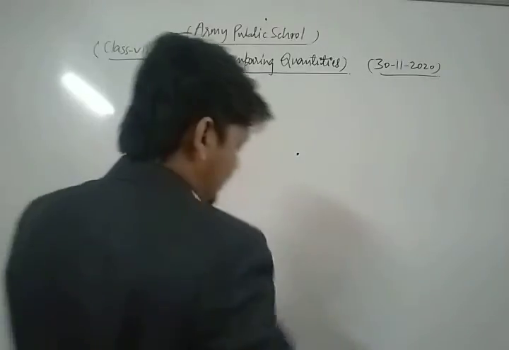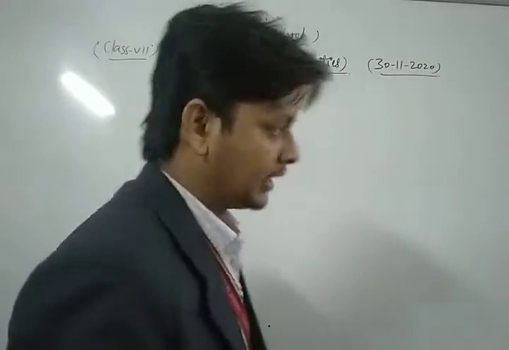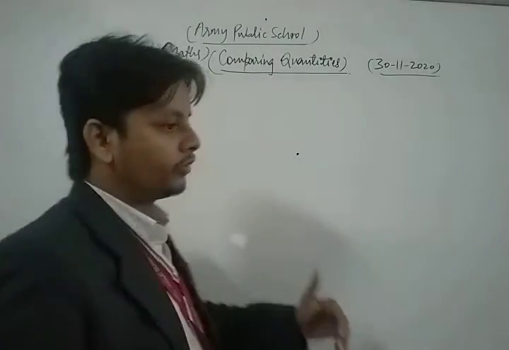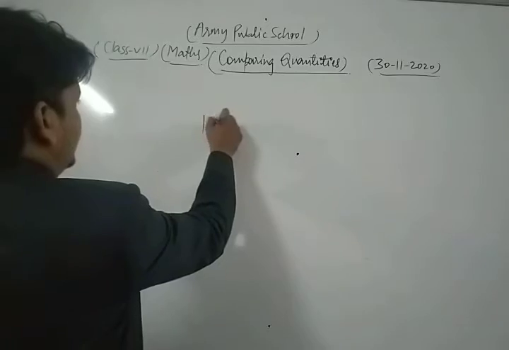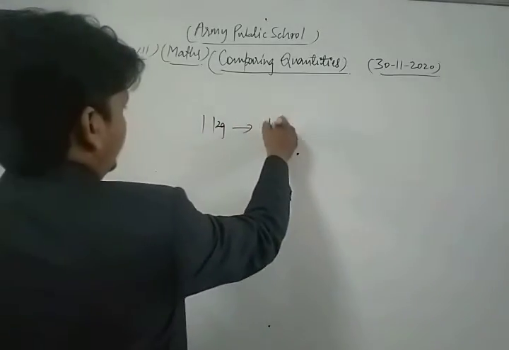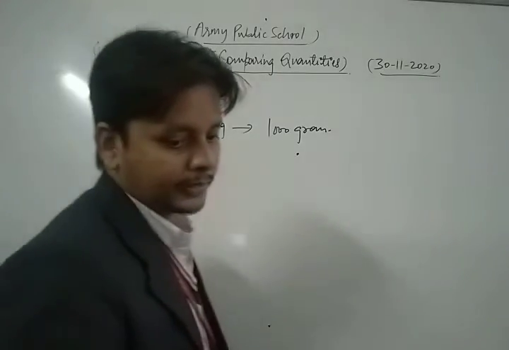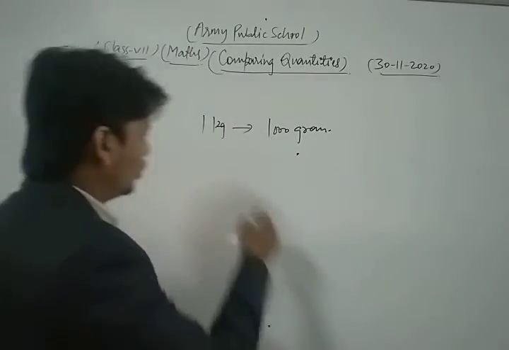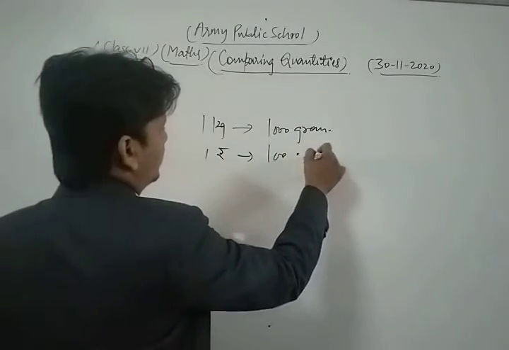Before discussing the topic ratio, first of all we should know some basic relationships between the units of some physical quantities. Like, you know how many grams are in 1 kilogram: there are 1000 grams in 1 kilogram. Similarly, how many paise in 1 rupee? In 1 rupee there are 100 paise.